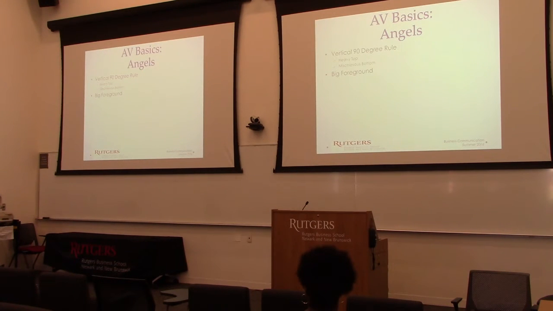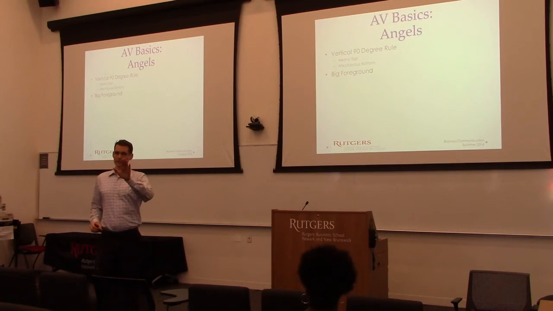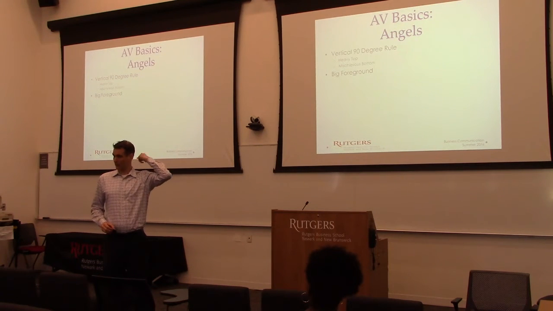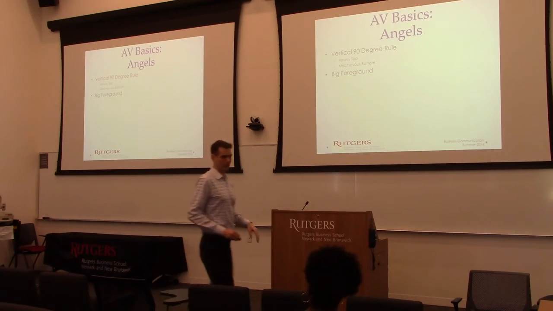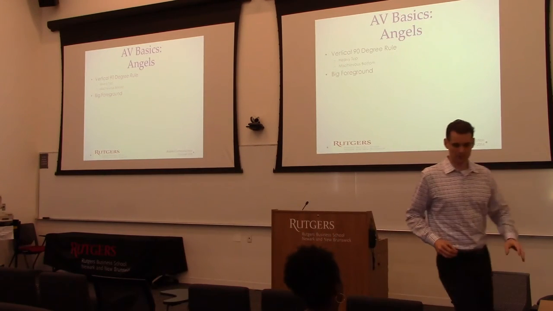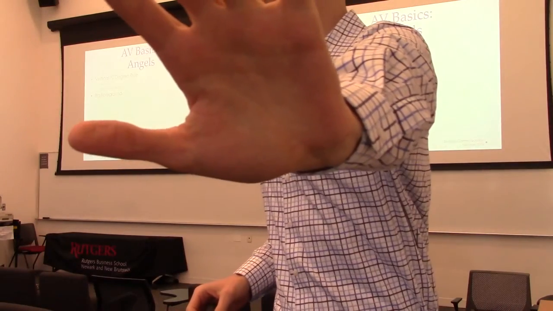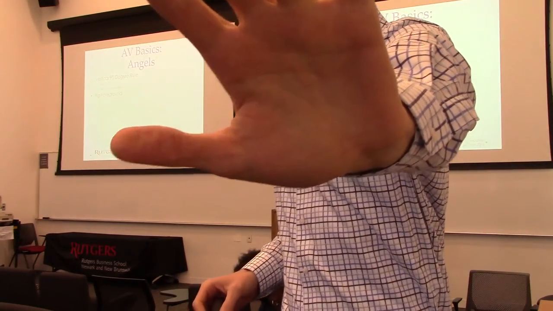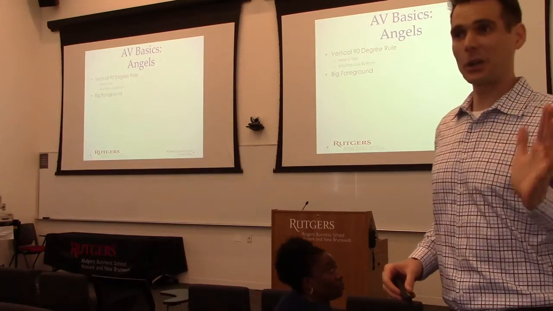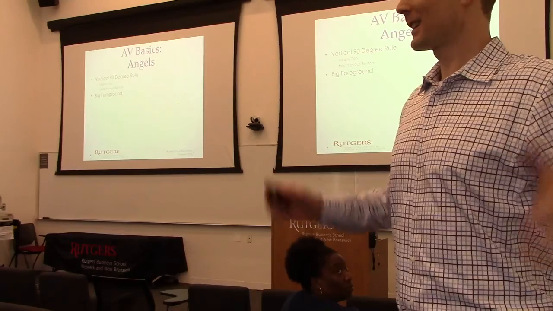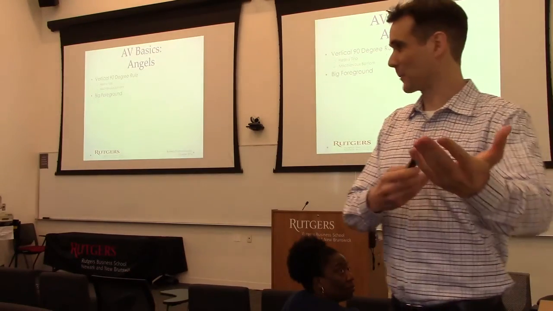Big foreground. What I mean by this: the camera's here, I'm here. The space behind me is called the background. The space between me and the camera is called the foreground. And if I were to go up to the camera and move my hand like this, does anyone know what would happen? It would blur. Well, it would blur, but it would be like this huge hand coming right at the audience. This could be a problem if the camera is close to me.